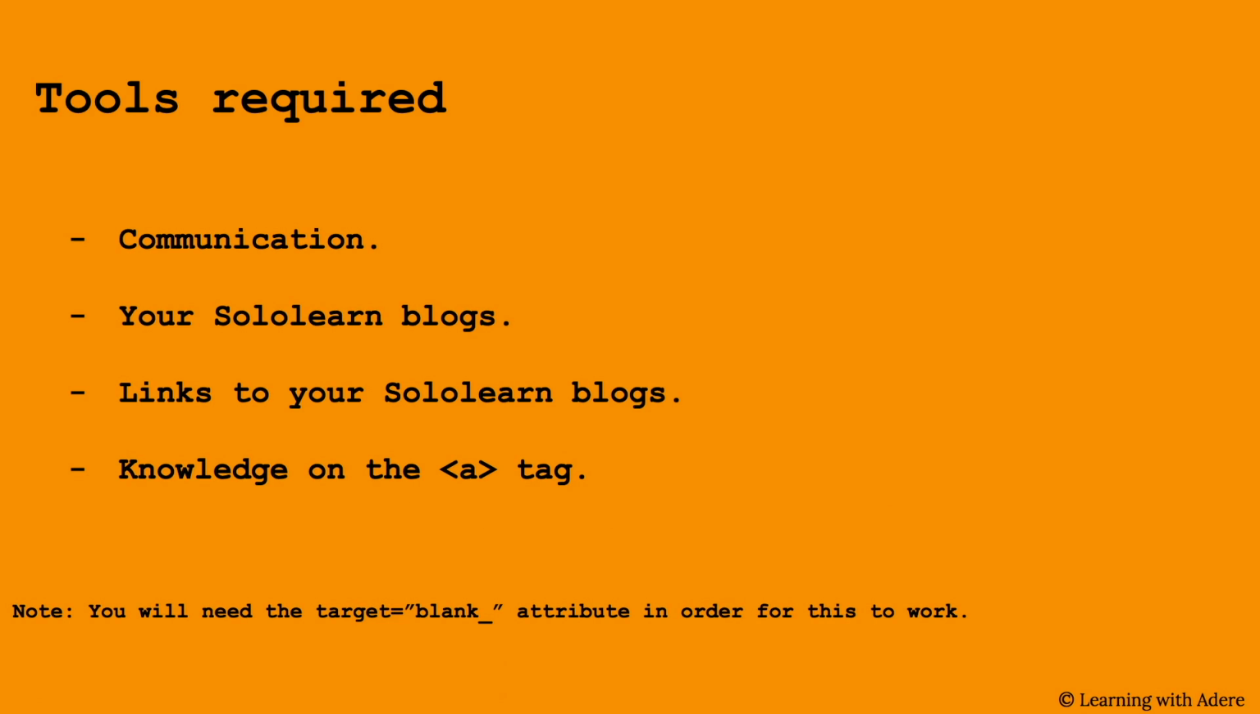In order to complete this project successfully, you will need good communication skills between you and your group mates. The second thing you'll need is access to your solo learn blocks. You will also need the links to your solo learn blocks so you can use the A tag. And in order to use the A tag, you need knowledge on the A tag. Something else that is mandatory for this is the target attribute with the blank underscore in between the quotations. This is necessary in order for the challenge to work as intended.